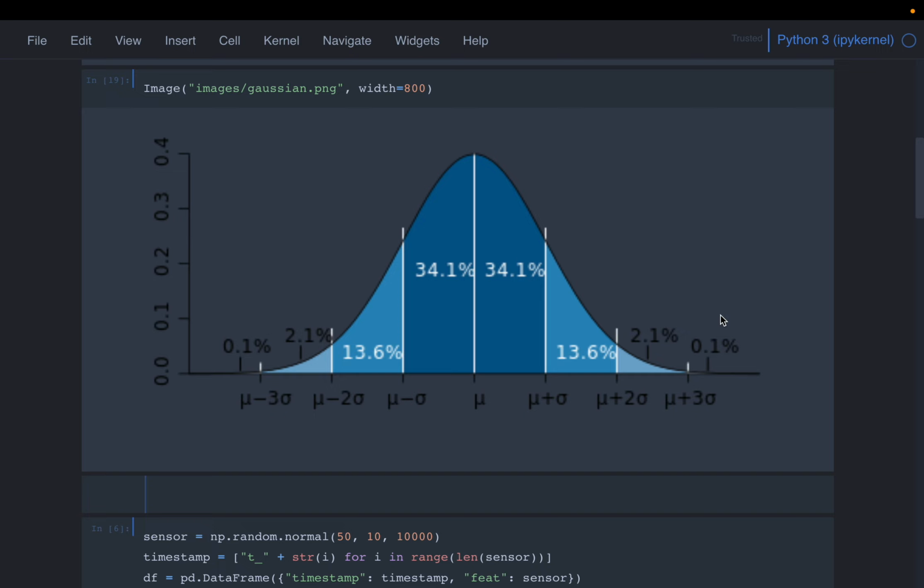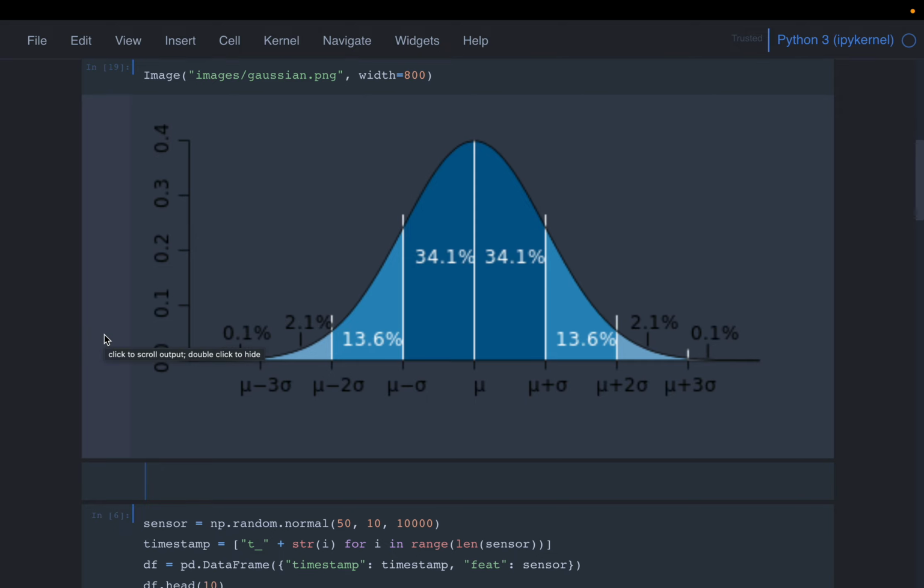So as you can see, 68% of the values are within one standard deviation away from the mean. So that's what the Gaussian distribution represents. Now what we are going to do is, for our given data set, we are going to compute the mean, and we are going to compute for each value how many standard deviations away the value is from the mean, and that number of standard deviations away we are going to use for binning it.